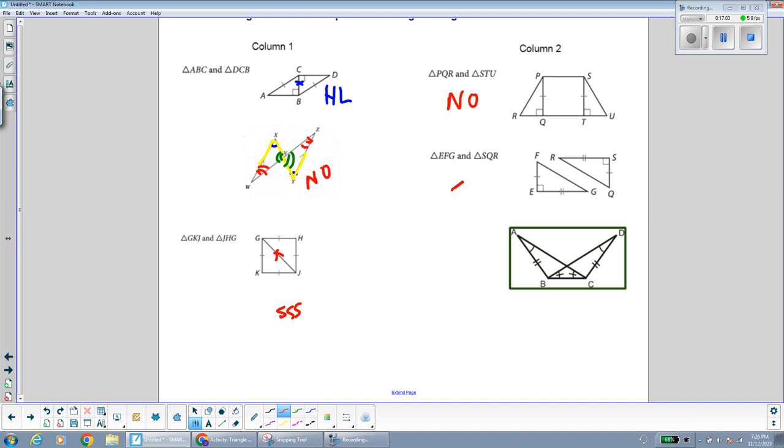Here we have SAS, and over here we have some overlapping triangles. You'll learn about those more later on, but a good strategy is to draw each one of them separately. So I'm just going to take them apart really quickly.